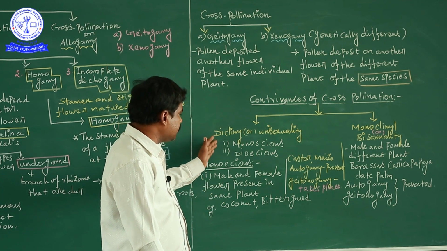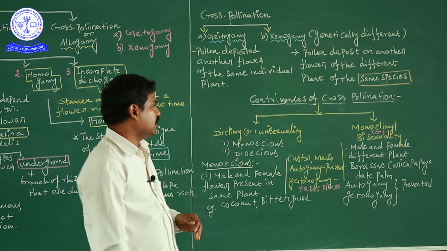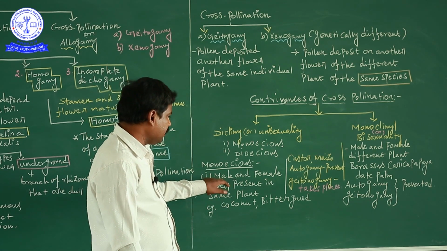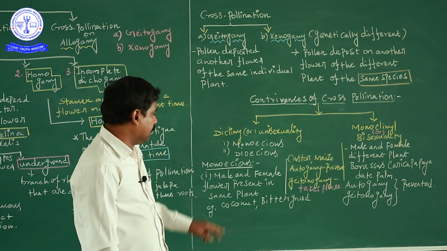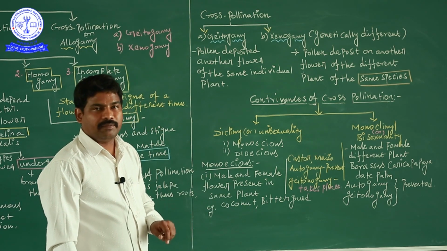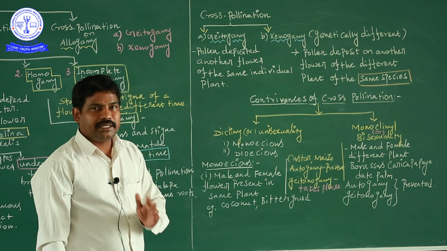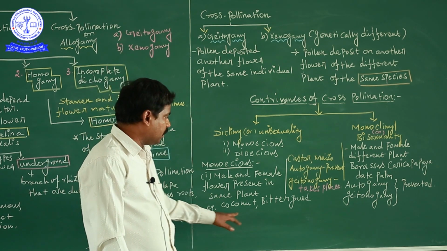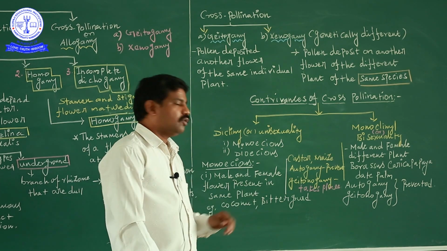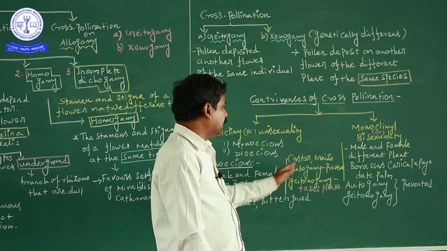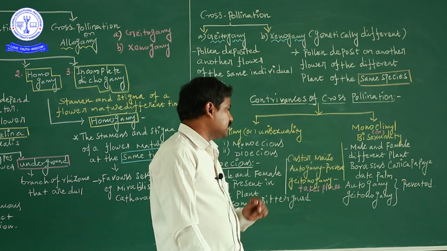First of all, monoecious and then dioecious. Okay, what is this monoecious? Monoecious means male and female flowers present in the same plant. Male and female flowers, anther and stigma, present in the same plant. That is called monoecious. The best examples are coconut and bitter gourd, and also another, castor and maize.